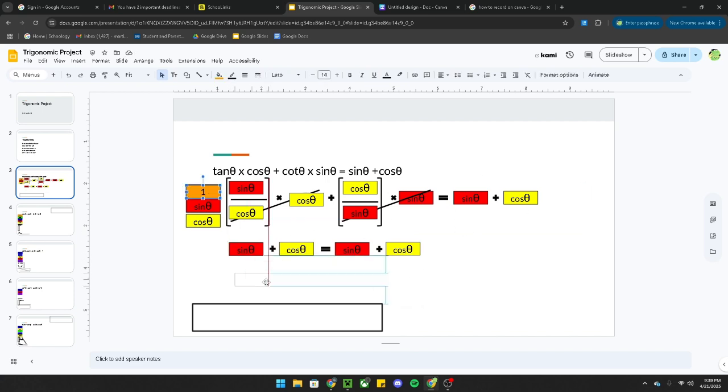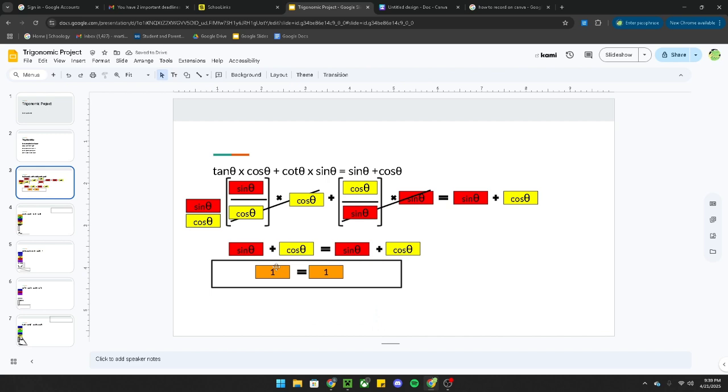And then in simple terms, it can be 1 equals 1. And that is my answer for the first equation.